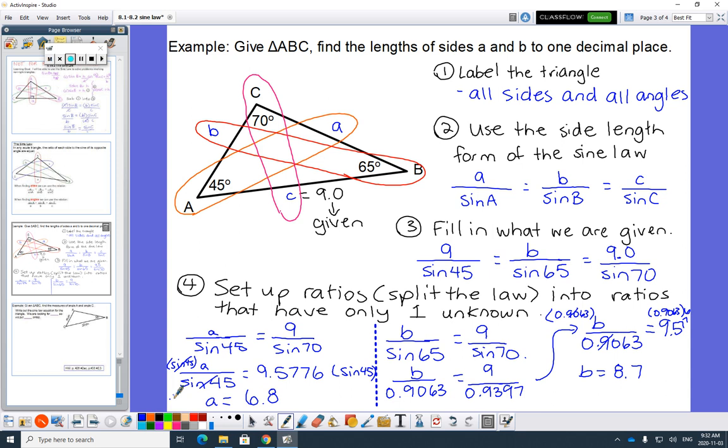You can do the same thing like we did yesterday to make sure, if the question does say solve, that you actually did solve. So fill in what you found out. So now all of the side lengths and all of the sides have been solved for.